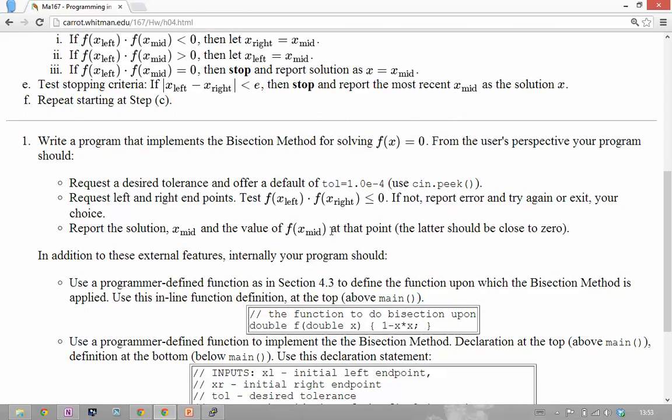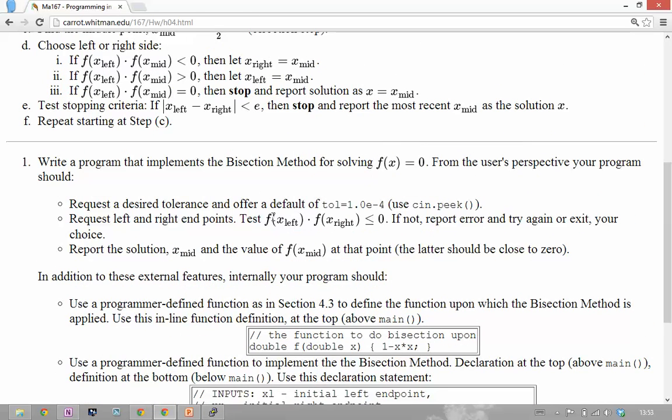The one last thing I want to talk about is this thing here. Before you start your while loop, test this condition. Why? If not, there may not be a crossing. If the left endpoint of the function is above the x-axis and the right endpoint is above the x-axis, there may be a crossing in there, but there may not be. And I'm asking you to just abort at that moment. Similarly, if they're both below, there may not be a crossing.